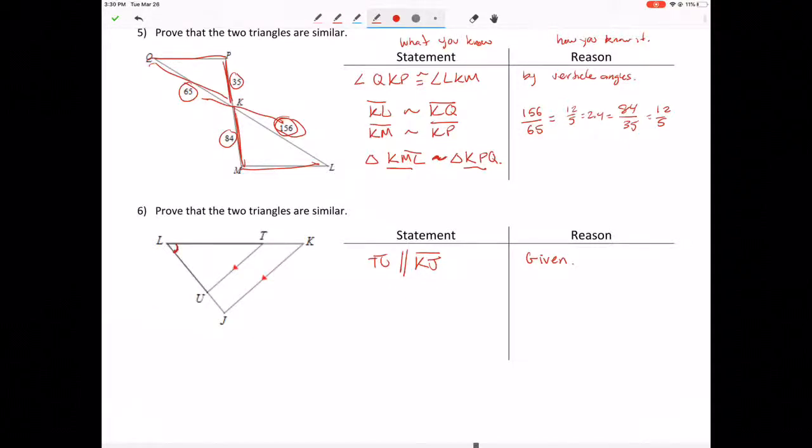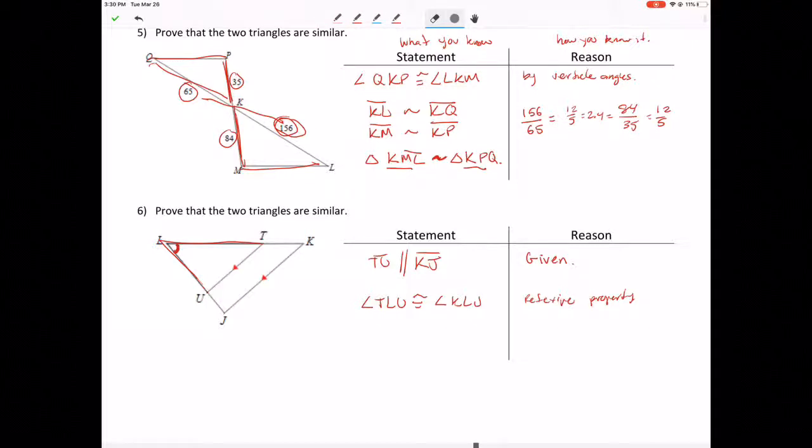First off, we find one really easy, though. Those are reflexive angles, so they share the same angle. So for example, angle TLU is congruent to angle KLJ. So this whole triangle, okay? And you can say that those are congruent by the reflexive property.